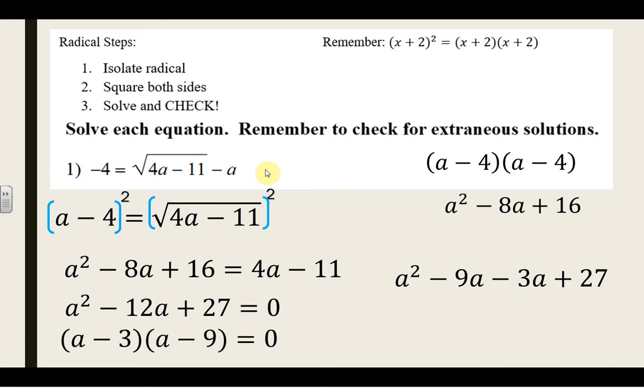So then you solve. You get 3 and 9. But wait, there's more. Please check. We will always throw one in that doesn't check. Do these both check? I'm pretty sure the 3 doesn't check.